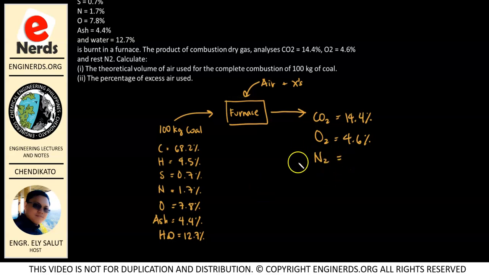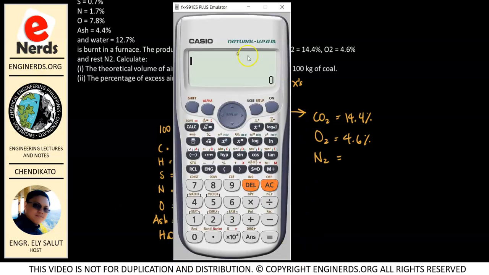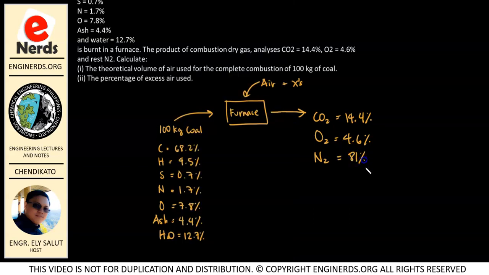Okay, so alamin muna natin kung gaano karaming N2 meron tayo dito sa ating product. Given naman kasi yung percent ng ating CO2 and O2. So let us check ilang percent ng N2 meron tayo sa ating product. So 100% minus 14.4. Okay, then minus 4.6. So we have 81% of N2 now. Okay, so yan ang ating given.